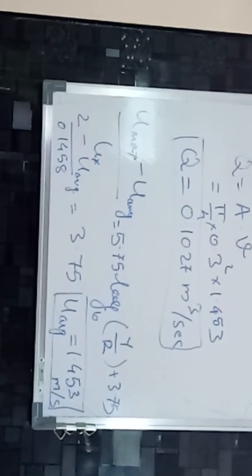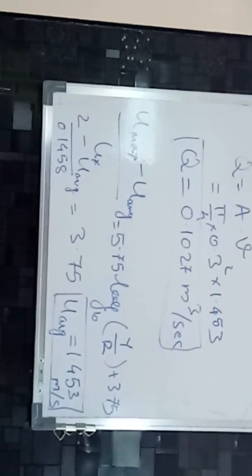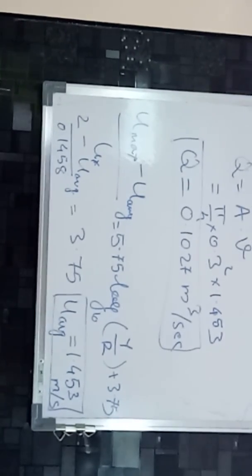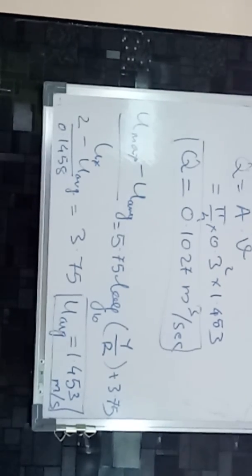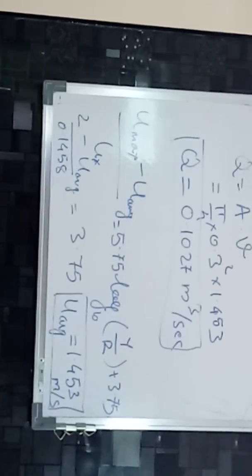Now, next numerical we'll see. A smooth pipe of diameter 400 mm and length 800 meter carries the water at the rate of 0.04 meter cube per second. Determine the head loss due to friction, wall shear stress, centerline velocity and thickness of the laminar sublayer. Take the kinematic viscosity of the water as 0.018 stoke. Okay, we'll see that problem.